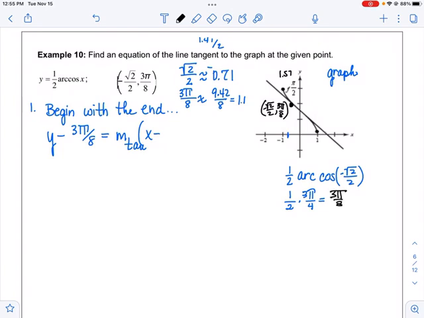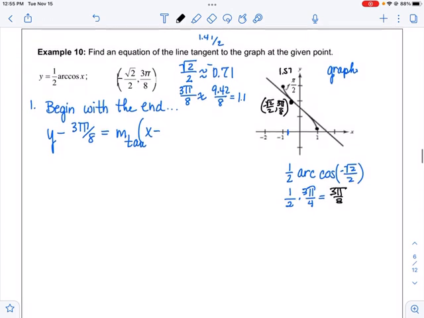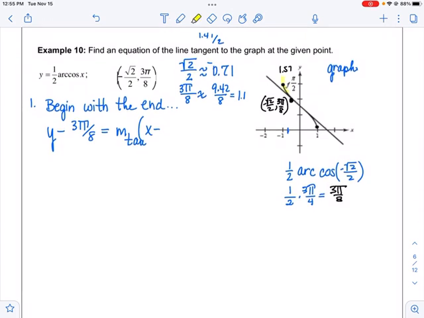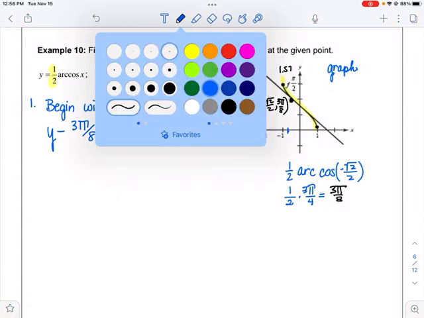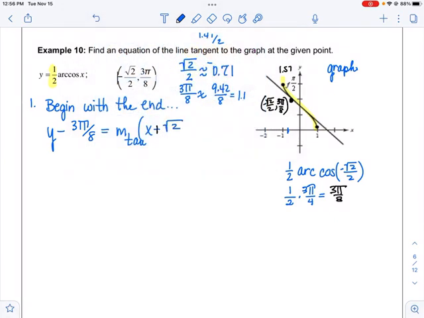So you get that 3 pi over 8 for a value. And you kind of look at that. This is your arc cosine function here. And remember that the range for the arc cosine, the regular arc cosine, is going to go from 0 to pi, but this is 1/2, so it's shrinking vertically by a factor of 1/2. So the first thing I do is I begin with the end in mind. So I have y minus 3 pi over 8 is equal to the slope of the tangent times x plus, and that's going to be, let me get it below, square root of 2 over 2. Okay, so that would be where I start in a problem such as this.